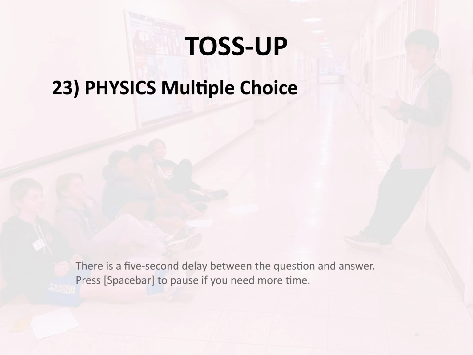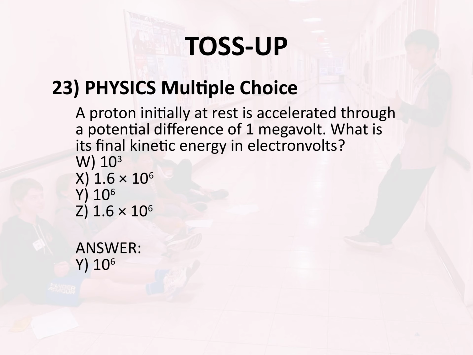Toss-up, 23. Physics. Multiple choice. A proton initially at rest is accelerated through a potential difference of 1 megavolt. What is its final kinetic energy in electron volts? W, 10 to the power of 3, X, 1.6 times 10 to the power of 6, Y, 10 to the power of 6, Z, 1.6 times 10 to the power of 6. Answer. Y, 10 to the power of 6.